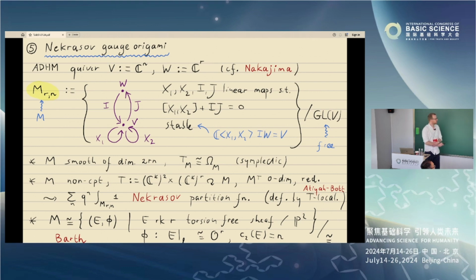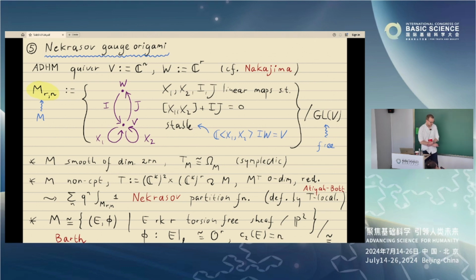There's also a sheaf theoretic interpretation of this moduli space due to Barth. It's pairs (E, φ), where E is a rank r torsion-free sheaf on the projective plane, with a framing φ on the line L infinity at infinity. We require the sheaf to be trivial of rank r there. And we fix the second Chern character.